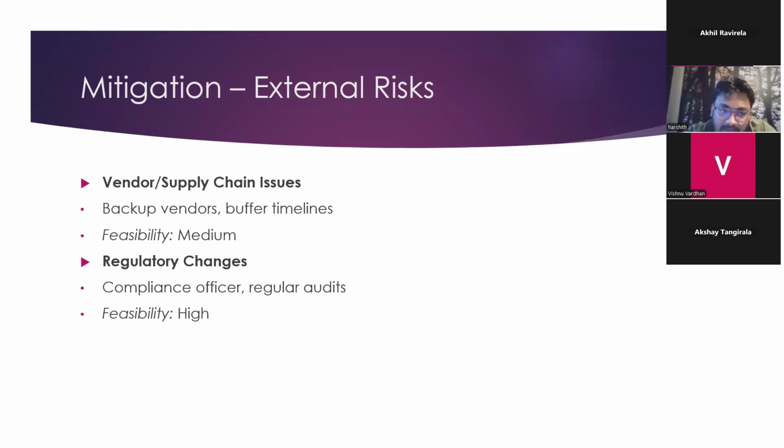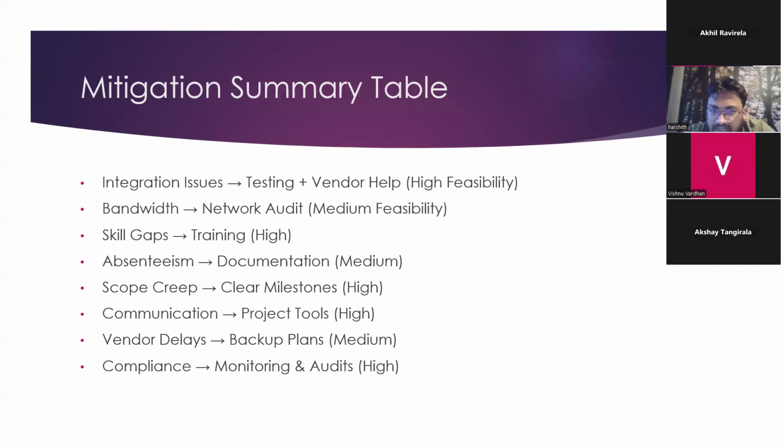And coming to the next slide, it's about the mitigation summary table. Here is a snapshot of all our mitigation strategies. Each risk has an actionable response, ranging from technical audits to process improvements, with varying levels of feasibility. This table can act as a quick reference for decision makers as they move forward with the upgrade plan.